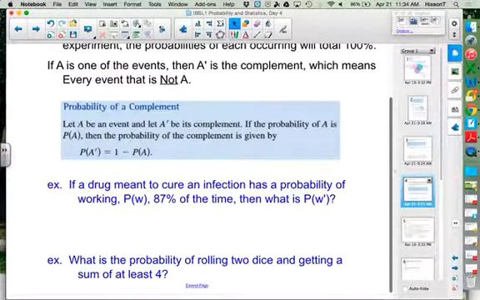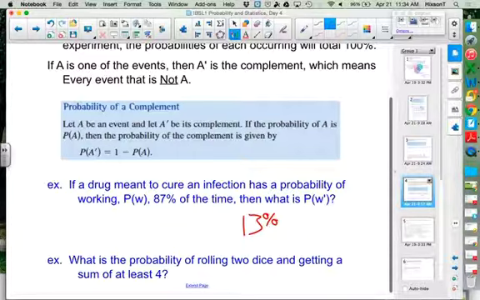Let's take, for example, let's say a drug meant to cure an infection has a probability of working, P of W, 87% of the time. So what's P of W prime? It's 13%. The probability that it won't work is 13%. That's a pretty easy one.